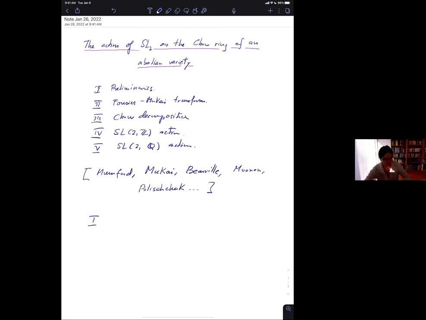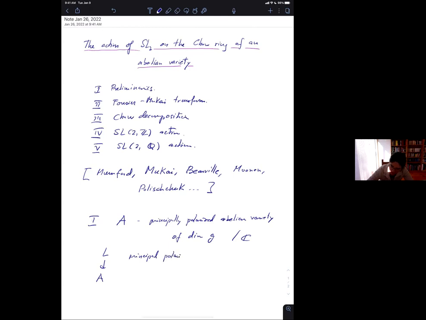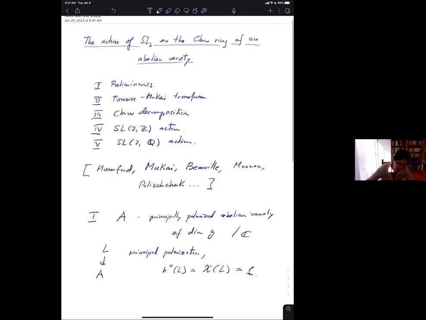A will be a principally polarized abelian variety of dimension g. We're thinking about this over the complex numbers. And L is the principal polarization, so it's an ample line bundle on A. Here, principal means the space of sections is one dimensional, which is the same as the holomorphic Euler characteristic.